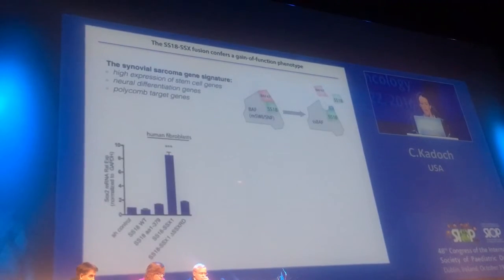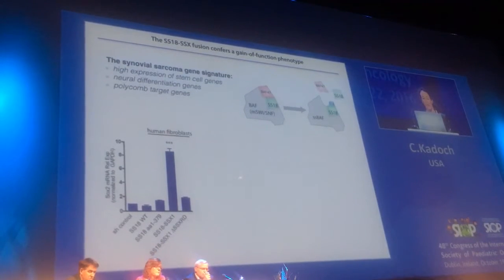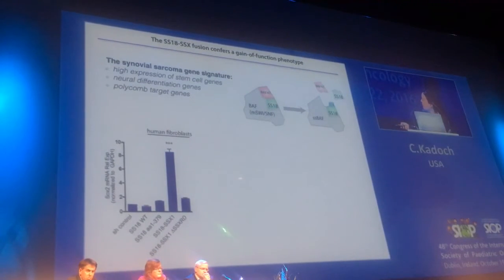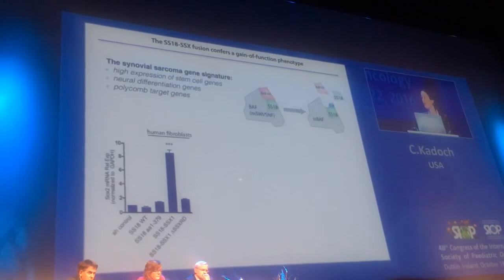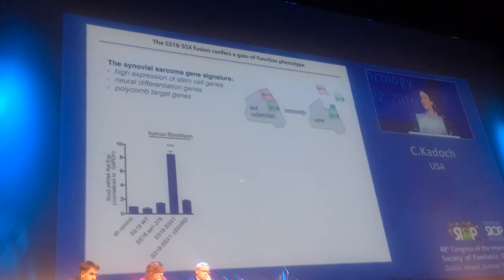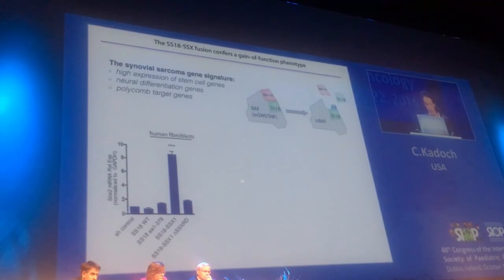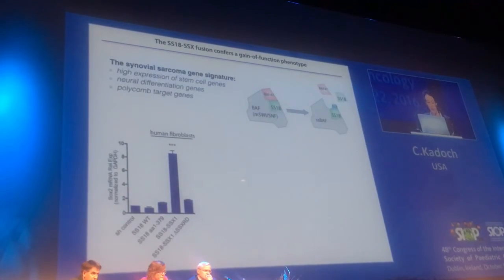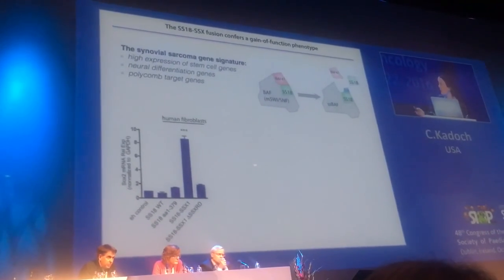So to ask this question a bit more carefully, we determined whether or not introduction of different versions of SS18 into human fibroblasts would elicit any of these increases in gene expression that we see in human tumors. So in fibroblasts, a gene like SOX2 should be very heavily repressed by polycomb, that is well appreciated, and is definitely held in the off state. However, only upon introduction of this full oncogenic fusion do we see robust increases.